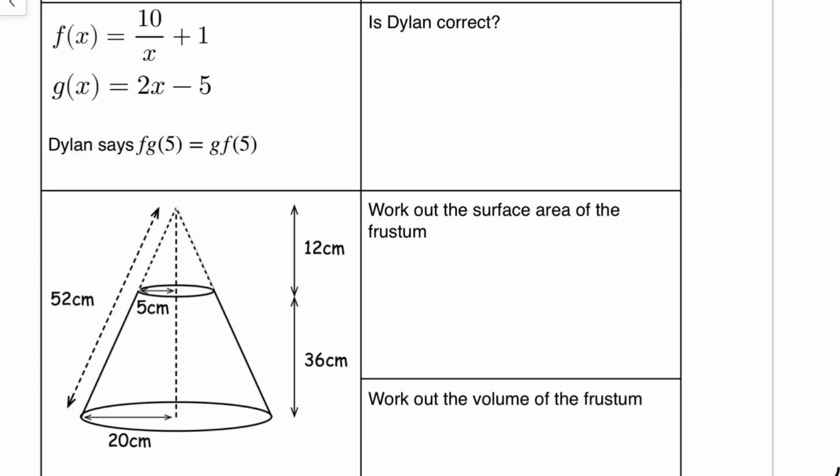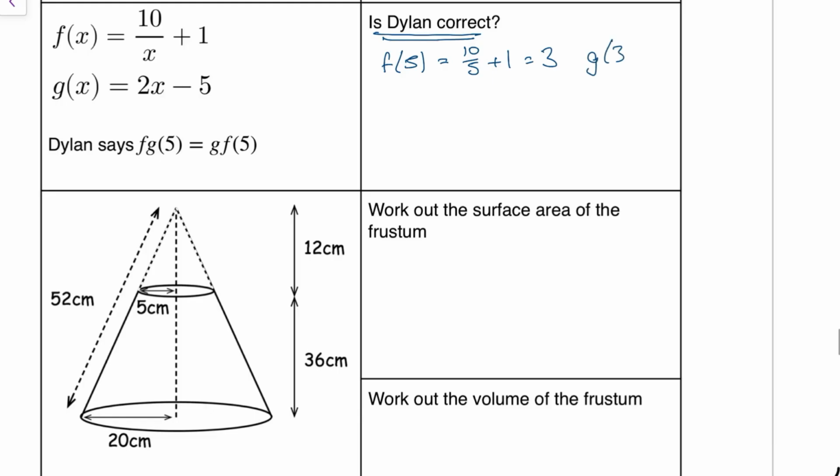Question done. Okay, Dylan says f of g of 5 is equal to g of f of 5. Is Dylan correct? Now, clearly, just writing the word yes or no is not going to get the answer, so you need to show working. So I'm going to work out f of 5. So f of 5 is going to be equal to 10 over 5 plus 1. 10 over 5 is 2, plus 1 is going to give me 3.